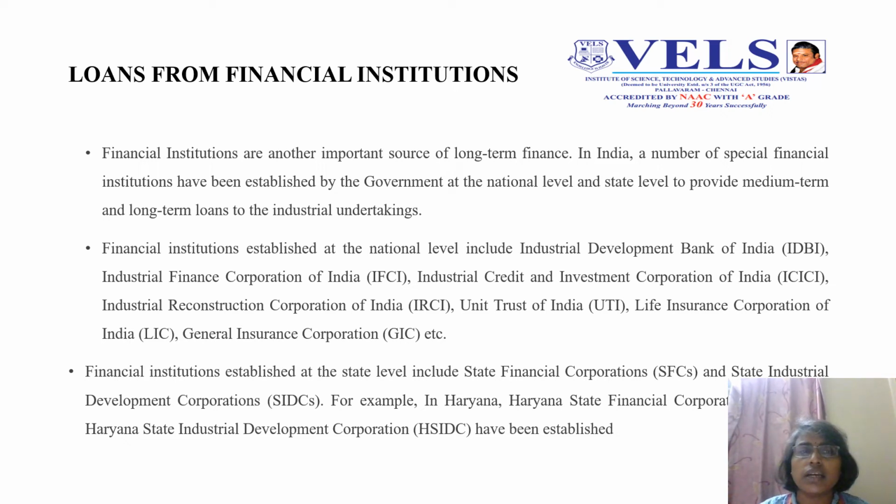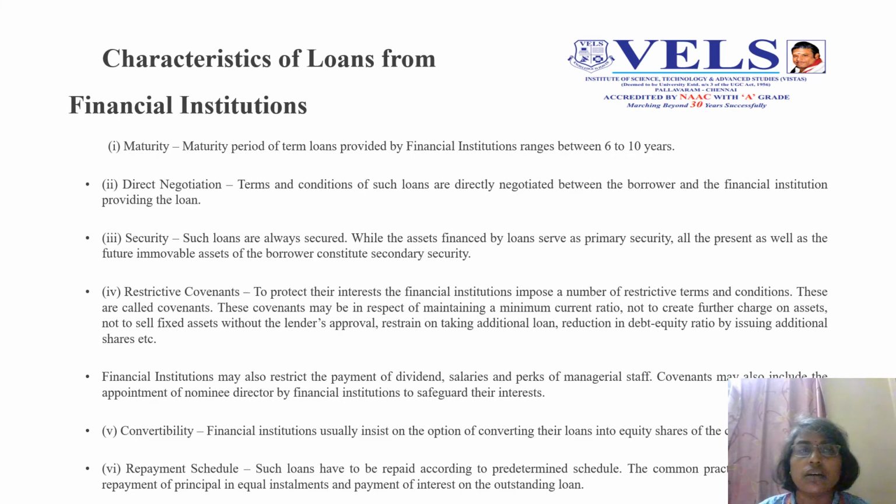These are all well-established financial institutions from which companies get loans, or they can go for state level institutions also, like State Finance Corporations, State Industrial Development Corporations, and the next one, Haryana State Industrial Development Corporation, HSIDC. All these are state level corporations, and from them also companies go for getting loans.